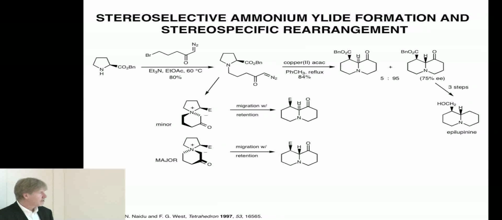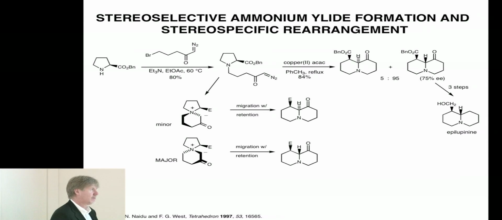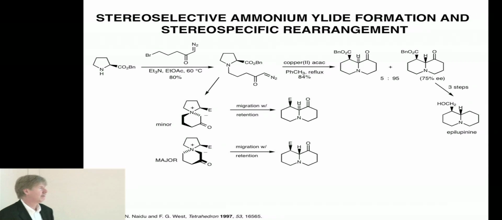But if this were the only mechanism, then each of these products would be formed with 100% enantiomeric excess. And clearly that's not what we're seeing. We're seeing some significant amount of racemization during this reaction. So there has to be a second racemic mechanism.